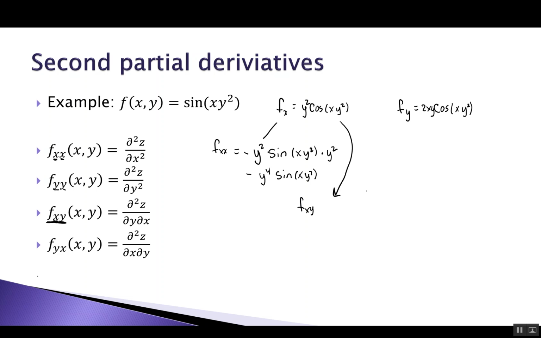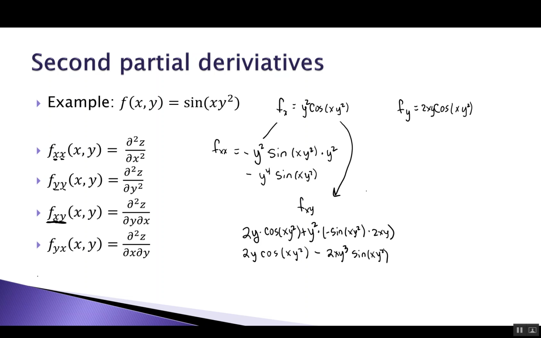fxy, I take the derivative of fx with respect to y. And now I have a product rule, because I have a y on the outside and a y on the inside, so I'll use a product rule. So the derivative of the first times the second left alone plus the first left alone times the derivative of the second, which is negative sine of xy squared, times the derivative of that, which is 2xy. And let's clean that up. So I'll have a 2y cosine xy squared minus a 2xy cubed times sine of xy squared.